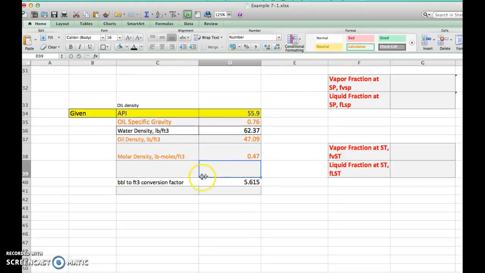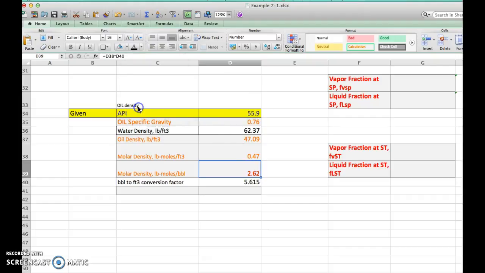Okay, and finally, I would like to convert the cubic feet to barrel because I'm dealing with a stock tank barrel. So I do the same thing. The only difference is this is barrel. The unit conversion from barrel to cubic feet is 5.615. So this would be basically this multiplied by this. Oops. Okay. So I will have 2.62.